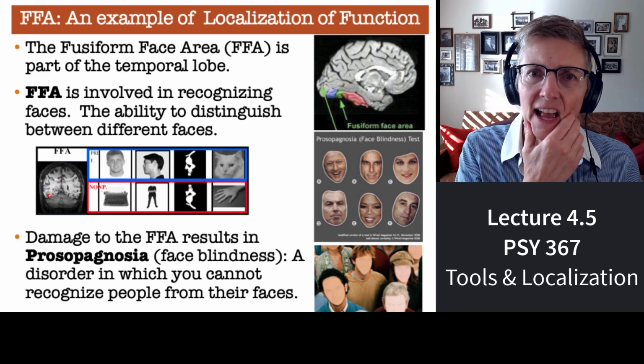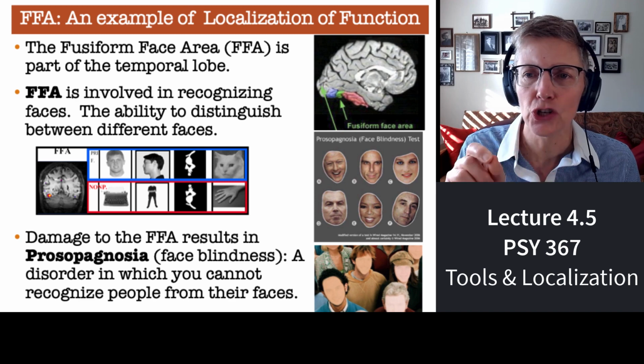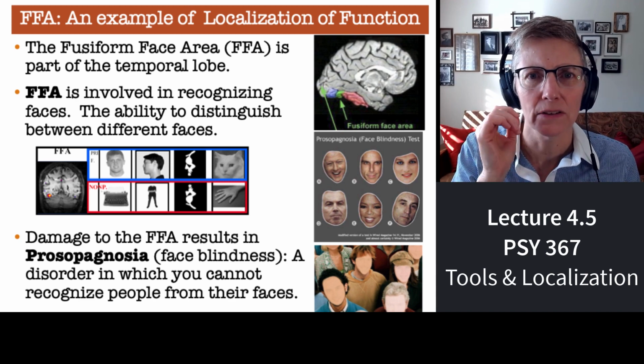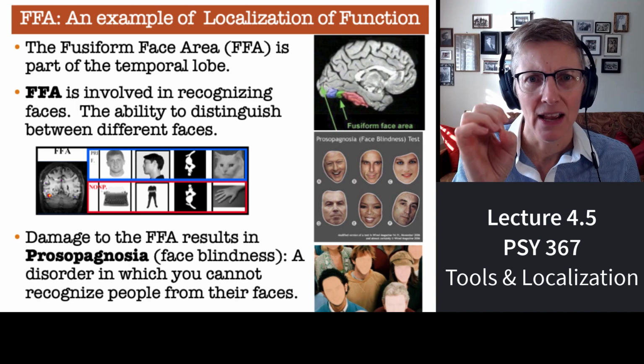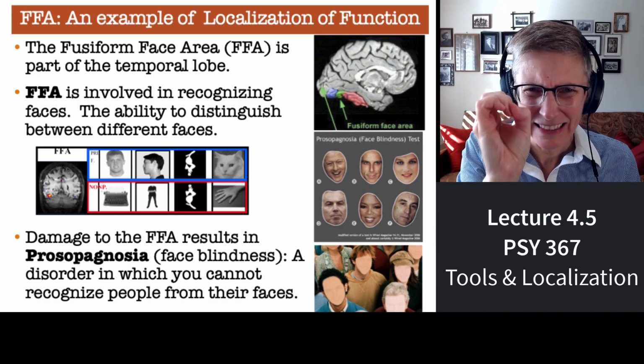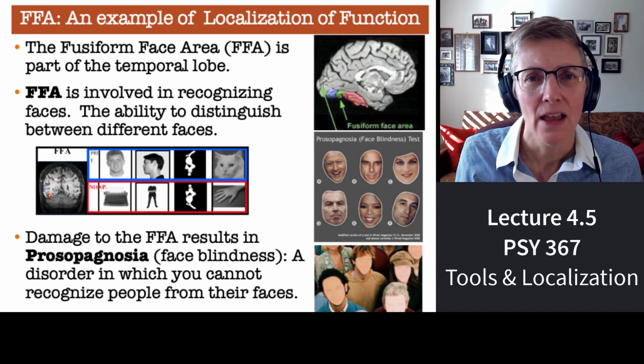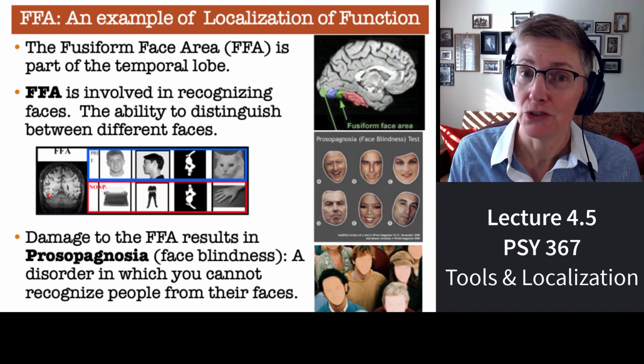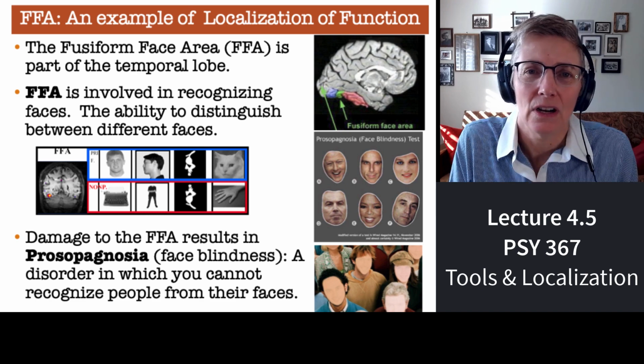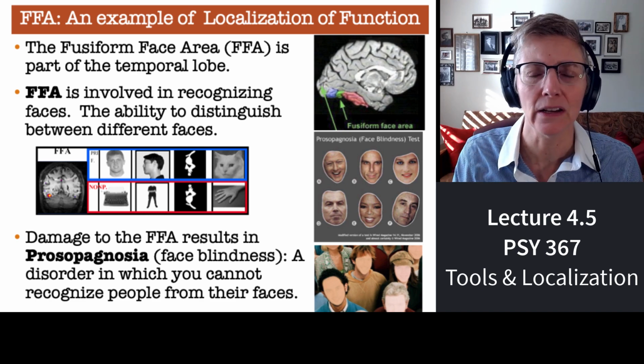So fMRI has been really instrumental in showing how localized the function in FFA is. You can identify this little chunk of cortex that does something super relevant for us social animals, which is to recognize one another.